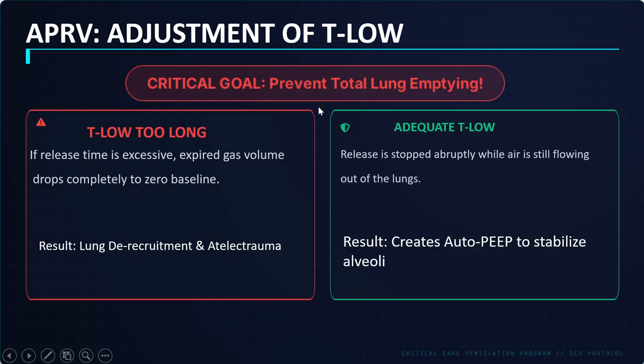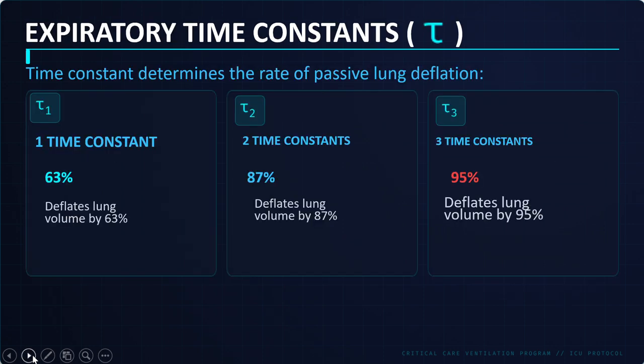Critical goal: to prevent total lung emptying. If T low is too long, if the release time is excessive, the expired gas volume drops completely to zero baseline, causing lung derecruitment and atelectrauma. With adequate T low, release is stopped abruptly while the air is still flowing out of the lung. This creates auto-PEEP to stabilize the alveoli.